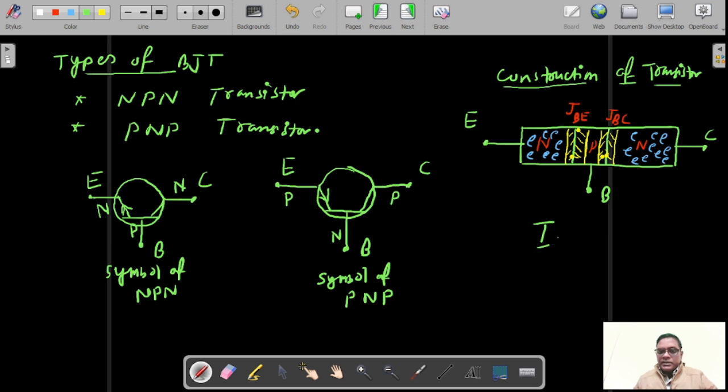total emitter current. That is, total emitter current is the summation of the base current and the collector current, that is IE equal to IB plus IC. So generally the emitter current is measured in milliamperes, and the collector current is also measured in milliamperes, but the base current is a very small current, so generally it is measured in microamperes, nanoamperes, or picoamperes, but practically it is kept in microamperes.